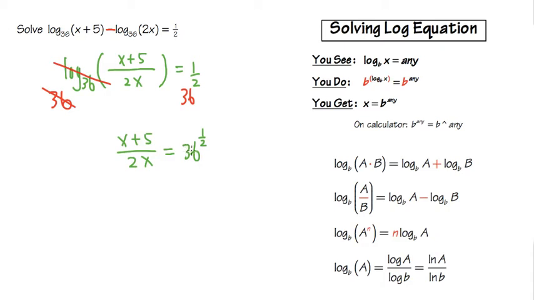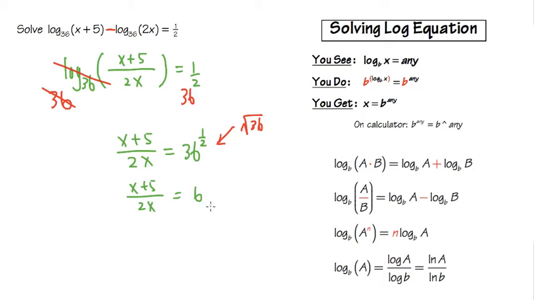And now we have to answer ourselves, what's 36 to the 1/2 power? Well, this is the same as saying we take the square root of 36, because that's what half power means. And square root of 36, that will give us positive 6. So here we have x plus 5 over 2x equals 6.